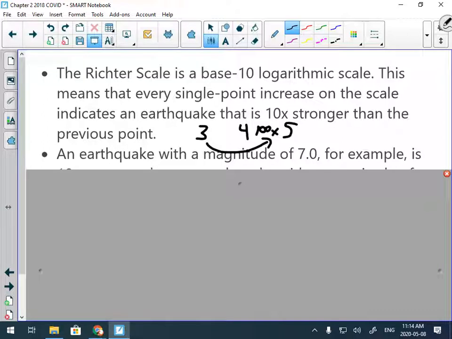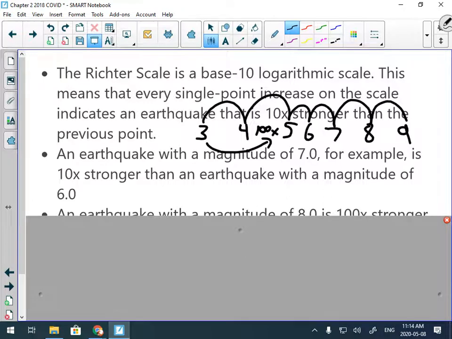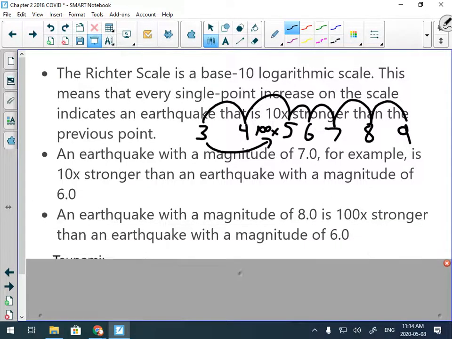So that's why when you get up to earthquakes of 8 or 9, if I continue this scale, that's 10 times, 100 times, 1,000 times, 10,000 times, 100,000 times, 1,000,000 times stronger. So that's why earthquakes of 9 are incredibly, incredibly dangerous. Okay, and the difference is, you just have to say, between 5 and 6, that's 100 times stronger.